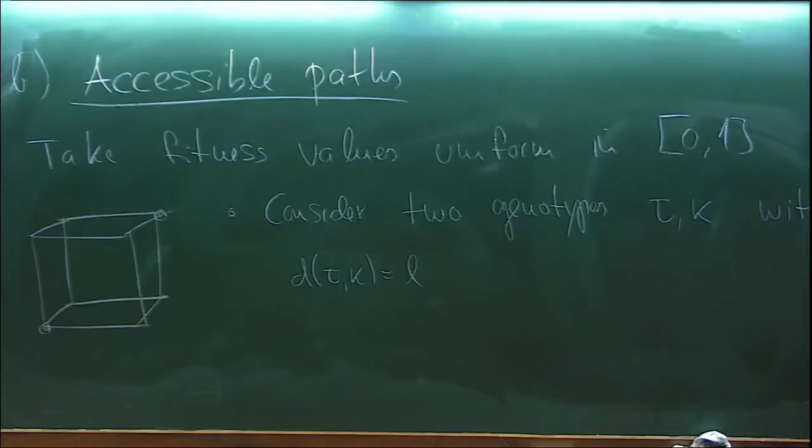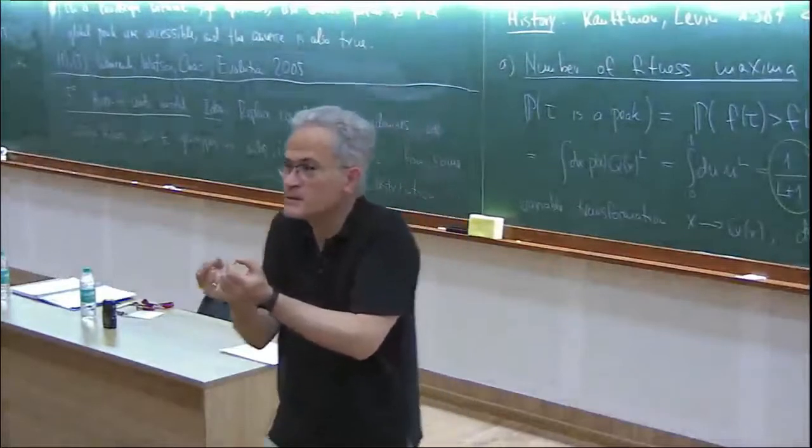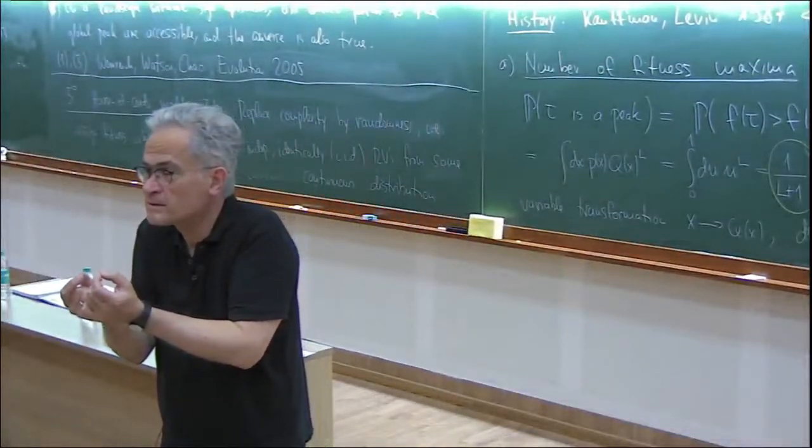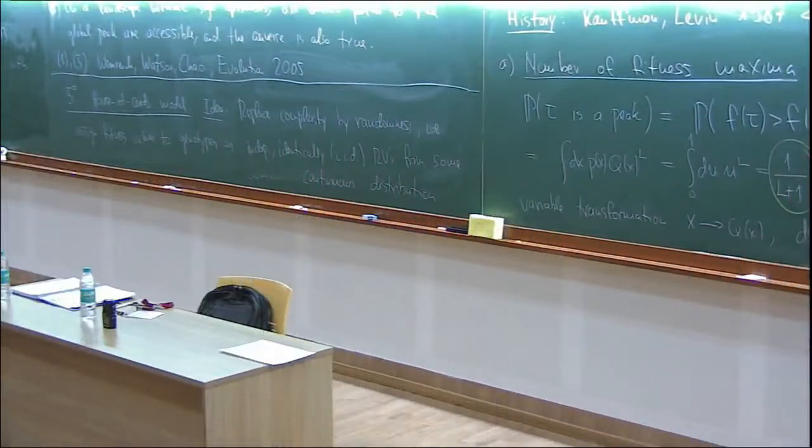No. Well, no. I'm not assuming anything. I'm assuming independence of fitness values, right? That's of course what the model tells you. But as I said, you cannot have two maxima at adjacent sites, right? Yes. So how can you multiply the number of sites with the probability of a site? Ah, no. This is something that always confuses people. Well, this is just a consequence of the linearity of the expectation, right?